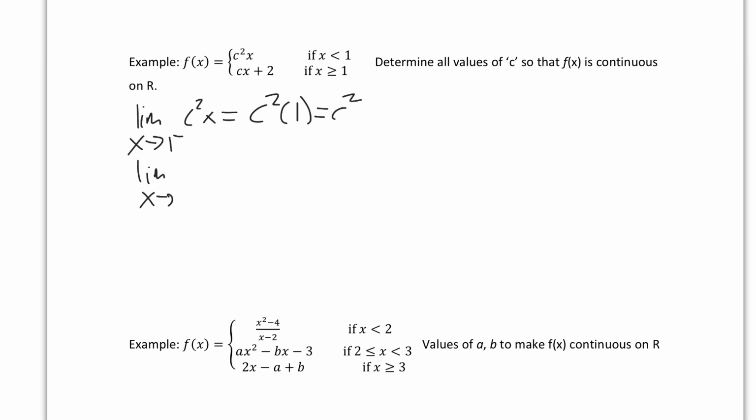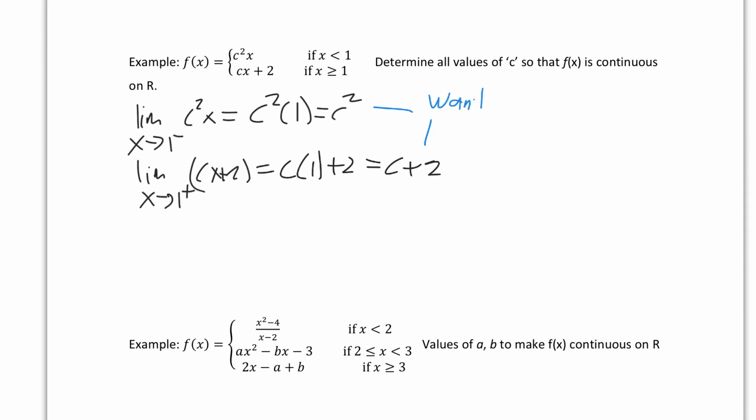Let's do the limit as x approaches 1 from the right of cx plus 2. Again, we only plug in for the x, so this will be c times 1 plus 2, which is c plus 2. Now normally at this step, we would say that these two are equal. But in this case, they're not equal. One is c squared and one is c plus 2. So what we can say is we want them to be equal.